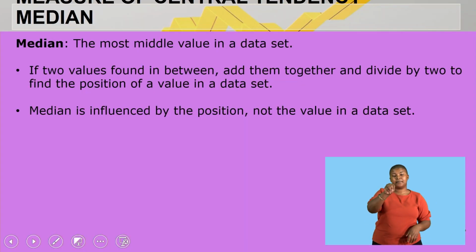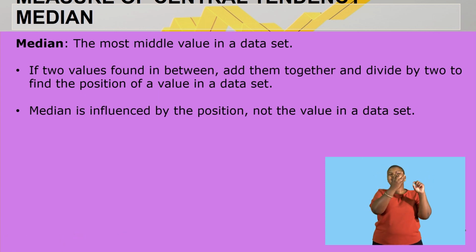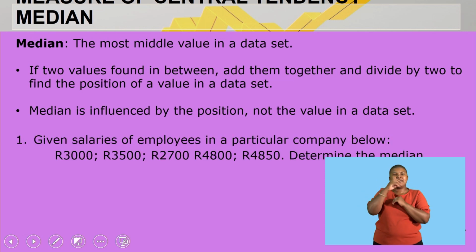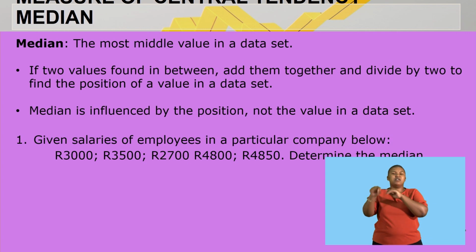Right, now let's go to our next concept, which is median. Median is the most middle value in a data set. It means that when you have arranged your data equally left and right, the value that will be in the middle will be your median. And if two values are found in between, you add them together and divide by 2 to find the position of the value in the data set. Median is influenced by the position, not the value, in a data set. You will understand that when we start with calculations.